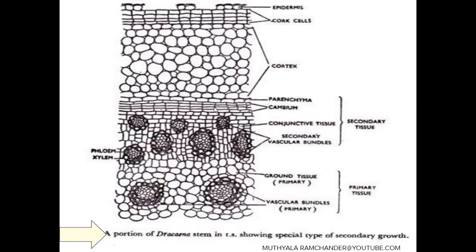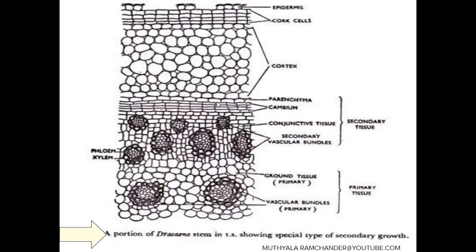From this cambium ring, inside, vascular bundles are developed. These vascular bundles are called secondary vascular bundles. They are small in size compared to primary vascular bundles. Before the secondary growth, vascular bundles are present in the shoot TS. Those vascular bundles are called primary vascular bundles. Around these vascular bundles, ground tissue is present. It is called primary ground tissue. This is the abnormal secondary growth in the Dracaena stem.